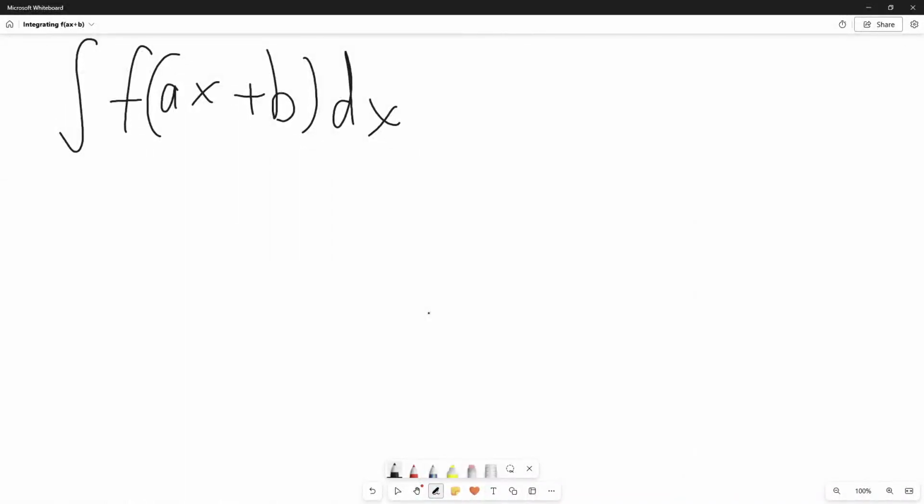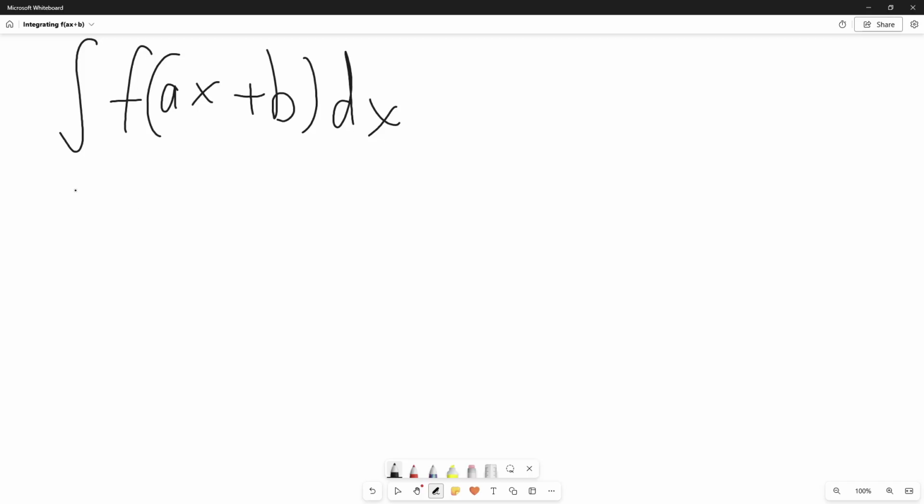This video is going to teach you how to integrate functions that have ax plus b inside of them. And this is just going to be like a reverse chain rule. How you do these is basically you just integrate this function while treating the ax plus b like x, or just the variable that you're integrating with respect to. And then you divide the whole thing by a.